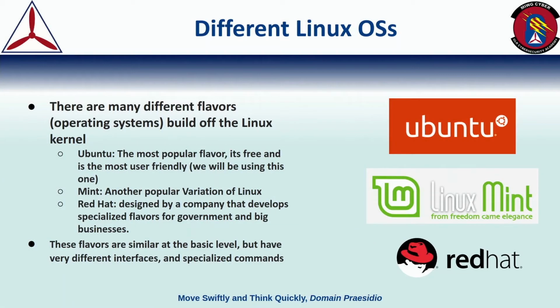There are many different flavors of Linux built off of the Linux kernel. The most popular flavor is Ubuntu. It's free and is the most user-friendly. We'll be using that one for Cyber Patriot and for this course. There's also Mint, which is another popular variation of Linux. There's Red Hat, which is designed by a company that develops specialized flavors for government and big businesses. Red Hat is paid. It's one of the only few flavors that is paid. These flavors are all similar at the basic level but have different interfaces and specialized commands.